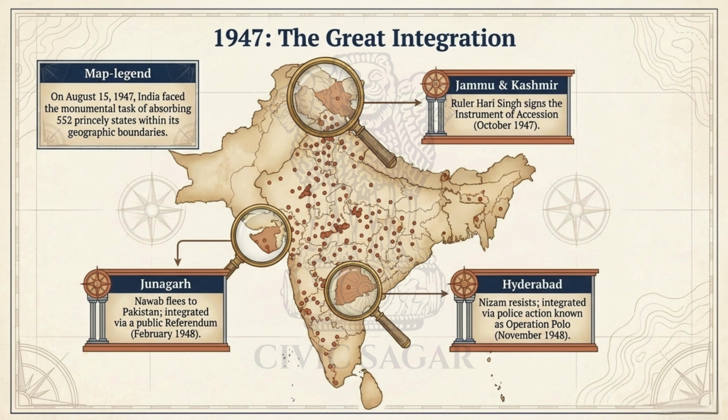In the north, ruler Hari Singh signed the Instrument of Accession in October 1947 to integrate Jammu and Kashmir into the Union. In the west, after the Nawab of Junagadh fled to Pakistan, the state was successfully integrated in February 1948 following a public referendum. In the south, the Nizam of Hyderabad initially resisted. However, the state was integrated by November 1948 following a police action famously known as Operation Polo.